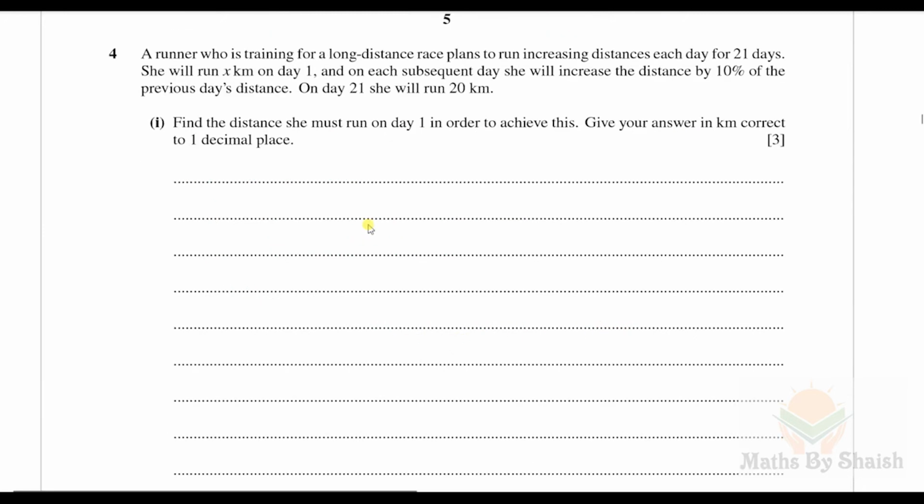So here's question number 4. A runner who is training for a long distance race plans to run increasing distances each day for 21 days. She will run x kilometers on day 1. On each subsequent day, she will increase the distance by 10%. Increasing the distance by 10% means it is going to be 110%. We can say from the previous day we will multiply by 110%.